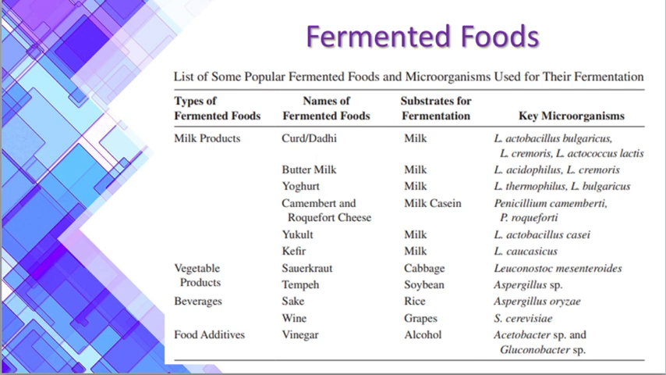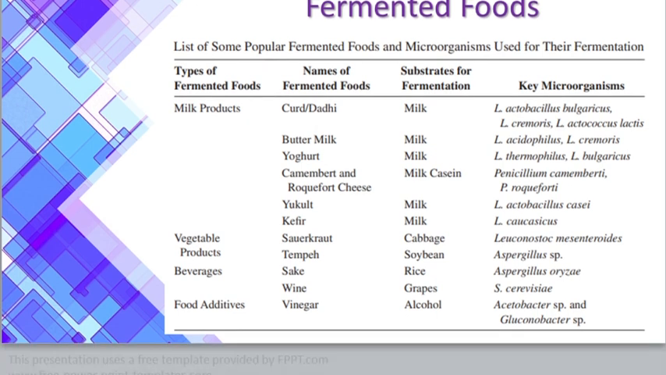Vinegar is nothing but fermented ethanol. So ethanol will be fermented in the presence of acetic acid bacteria. So vinegar is a fermented food, and the bacteria responsible for fermentation of vinegar is Acetobacter and Gluconobacter. Okay, so please remember the microorganism name correctly. At least try to remember the microorganism name for curd, buttermilk, and yogurt and cheese.